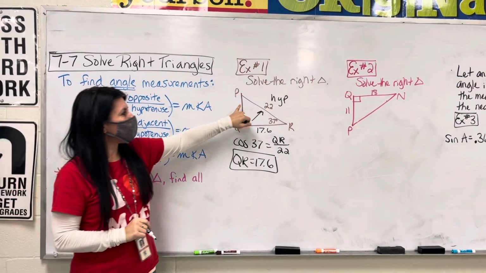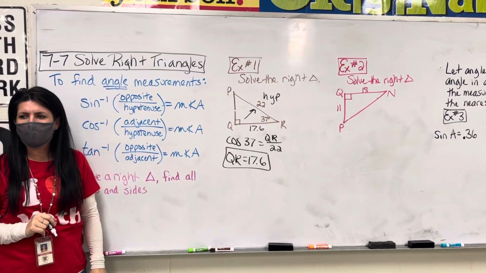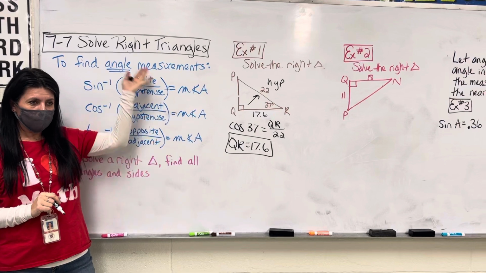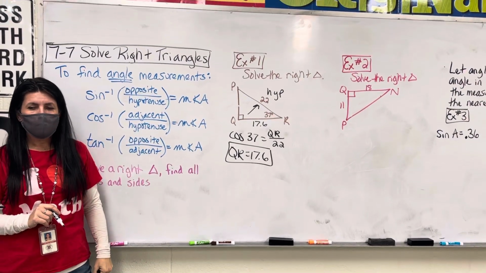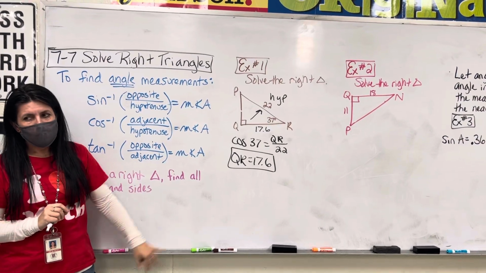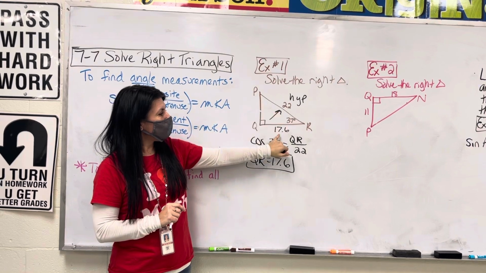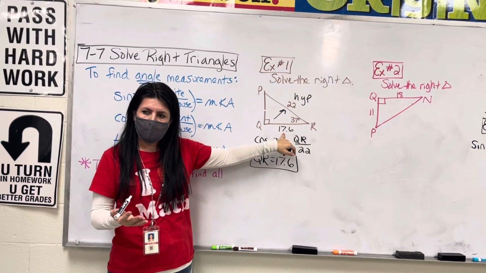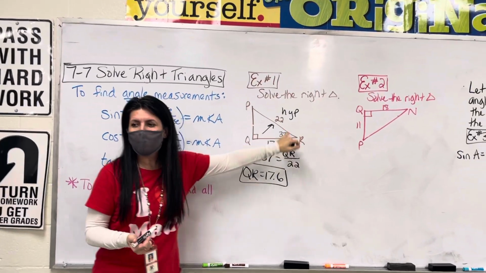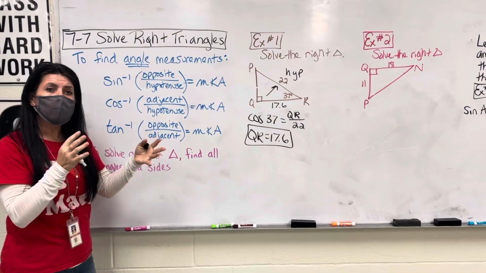Now that I know this is 17.6, I can use it in my next step. Let's go back to finding angle P. Do we have enough information to work backwards, to use one of these new fancy formulas? What formula would you use? We're finding this angle. In relation to this angle, which side is this called? We have opposite and we have hypotenuse. So what relationship is that? Sine. So this is what's new today.